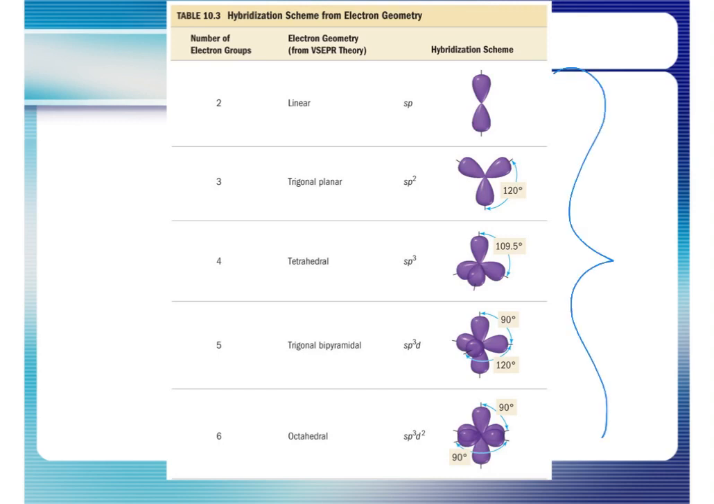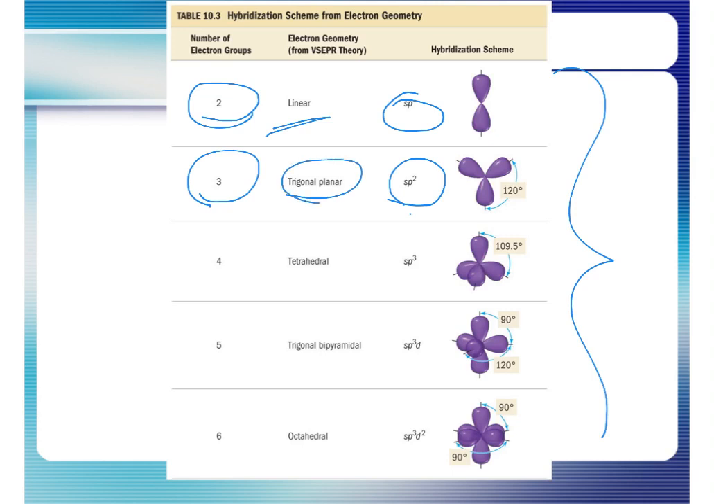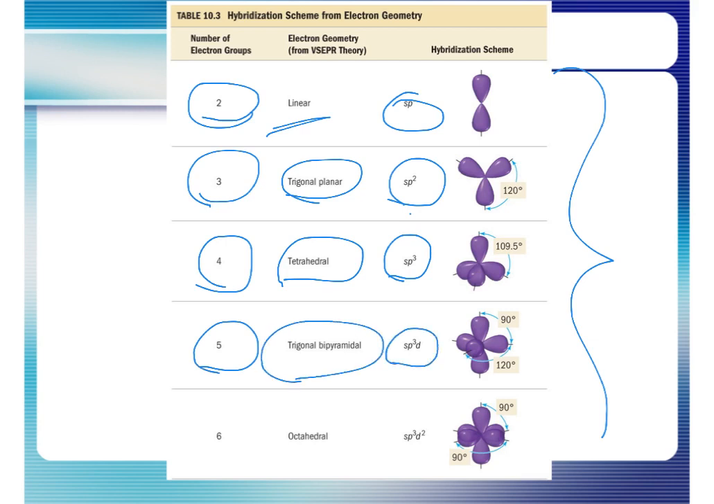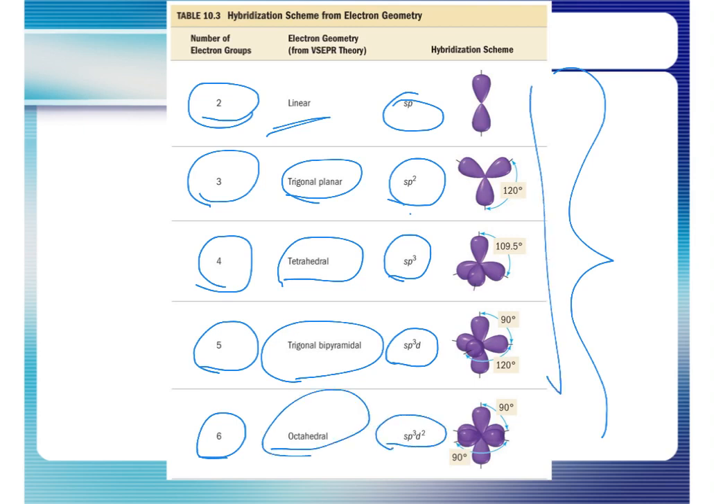Alrighty, so here's a nice summary page of all of them. sp hybridization is when you have 2 electron domains, and the shape will always be linear. If you have 3 domains, hybridization will always be sp2, and the electron domain shape will be trigonal planar. If you have 4 domains, tetrahedral shape and sp3 hybridization. 5 domains is sp3d and trigonal bipyramidal. 6 domains is octahedral and sp3d2. So commit these to memory.